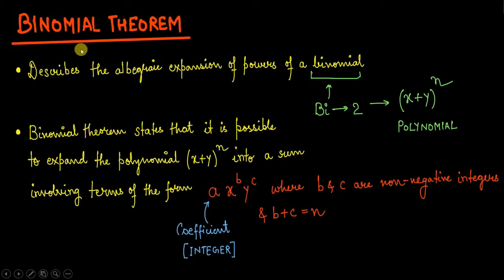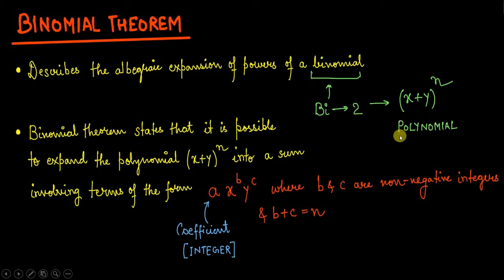Now, what is the basic definition for this binomial theorem? So what does it do? Binomial theorem is a theorem which describes the algebraic expansion of the powers of a binomial. Okay, what do you mean by binomial? Whenever you see the word, bi means 2. Okay, so this is (x plus y) whole to the power of n. So this is a polynomial.